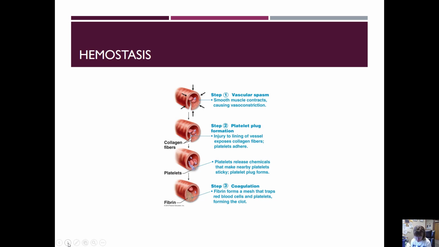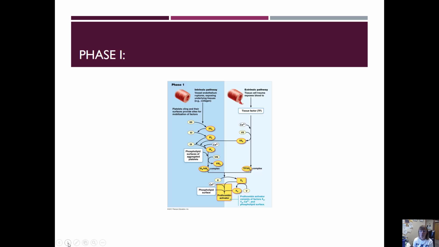Let's see. So we'll get to the cascades in a minute. We covered prothrombin and thrombin, and then we got the fibrinogen. Okay. So we'll continue on as we go through the two different pathways.